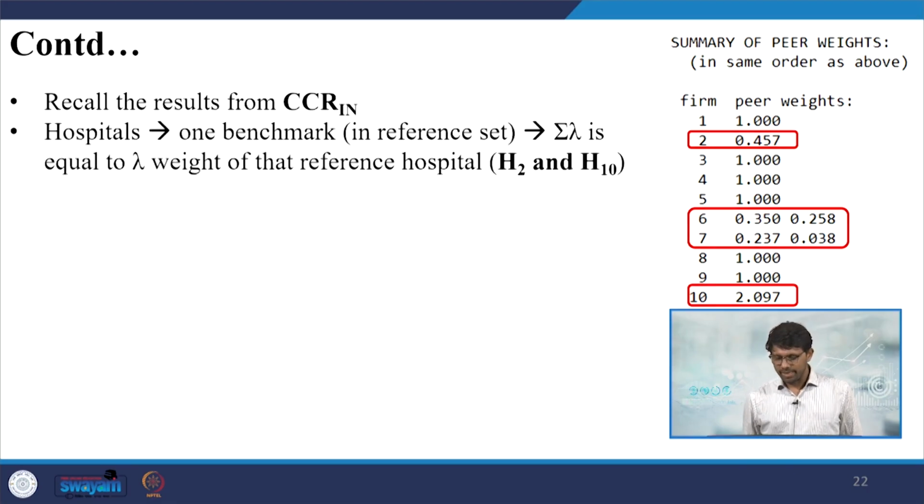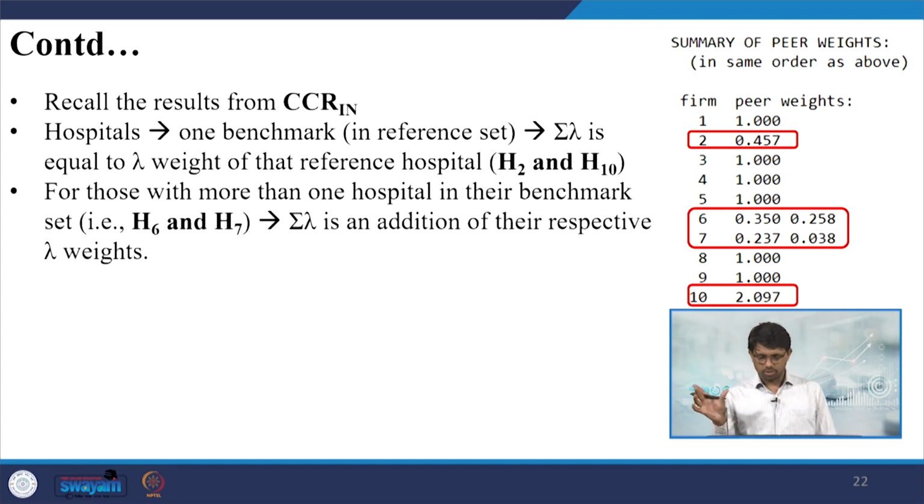So, how did we do it? We cross-checked the summation of those pure weights with their respective peers. Especially for H6 and H7, the sum of lambda is the addition of their respective lambda weights. Okay.